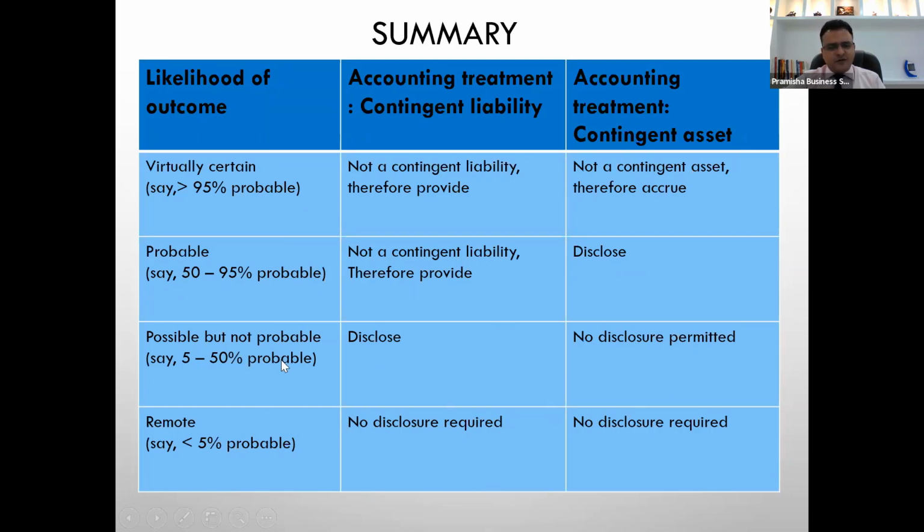But if there is a possible obligation, it is a contingent liability, we will disclose it. If there is a possible expectation of receiving anything, no disclosure is permitted in case of assets. Only if the probability of receiving an asset is in the range of 50 to 95%, we disclose a contingent asset. And when that probability becomes virtual certainty, we record that asset in the books. In case of liabilities, if the probability is in the range of 50 to 100%, until it becomes virtually certain or an actual amount, we create a provision for it.